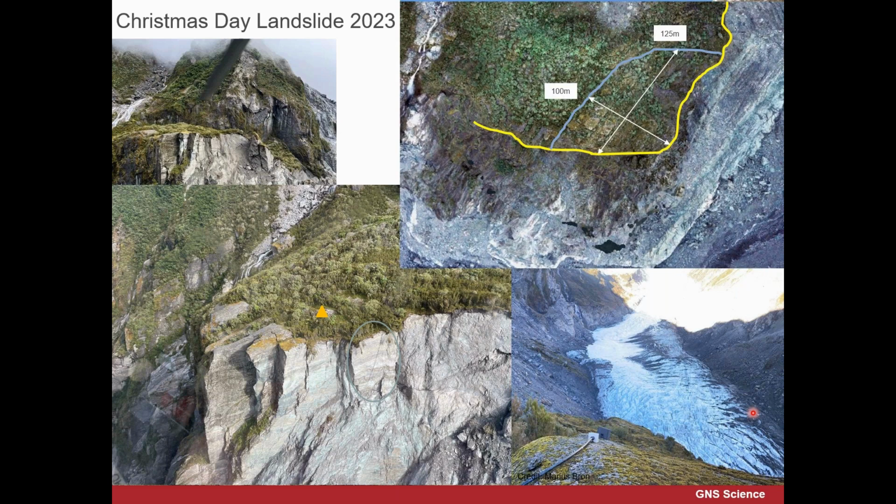I kind of guessed where the slip was based on the photography, and that's what I gather. The blue is where the cliff top is now. The yellow is kind of where the cliff top was before, but it wasn't really a cliff top because it was a gradual slope, really. So yeah, quite a big slip again.